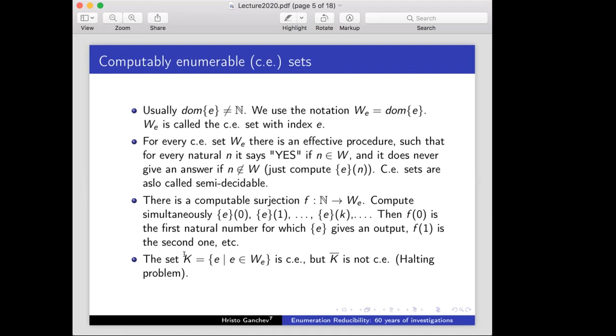And now, of course, the set K, which is just this one, consisting of all natural numbers which are elements of the set with the same indexes, is computably enumerable, but its complement is not. It's a very famous set. It's called the halting problem, because in order to decide this set, you should give an answer whether the machine, the algorithm with code E, gives you an output when E is inserted as an input.